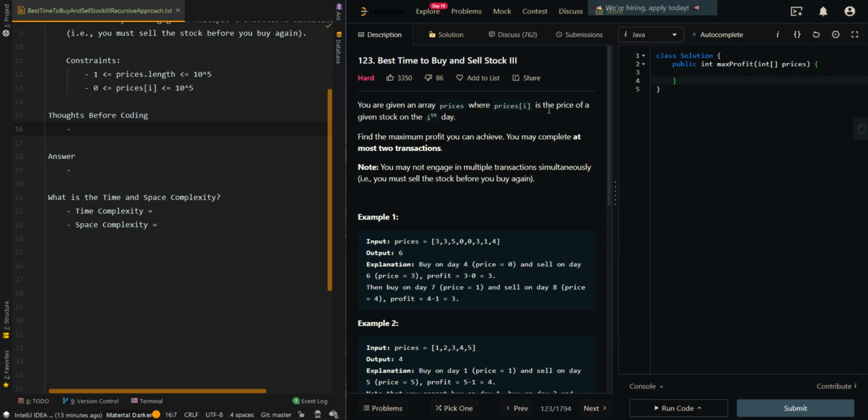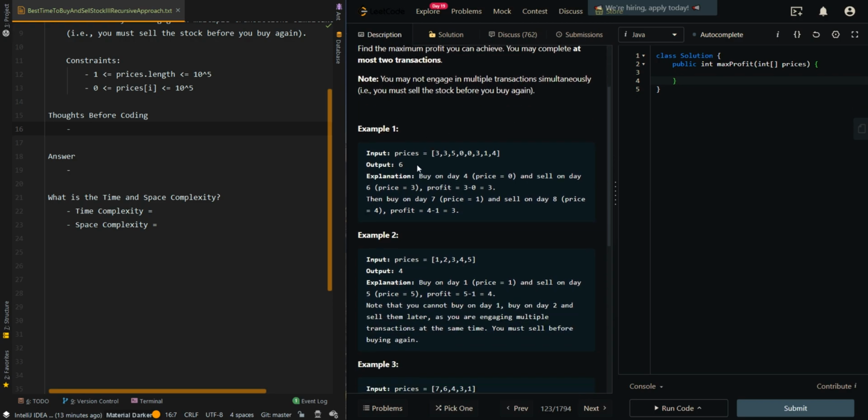In this video, we'll be going over Best Time to Buy and Sell Stock 3. You're given an array prices where prices[i] is the price of a given stock on the ith day. Find the maximum profit you can achieve. You may complete at most 2 transactions. You may not engage in multiple transactions simultaneously, so you must sell the stock before you buy again.